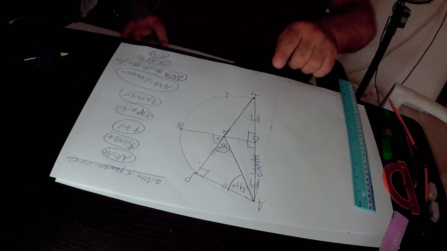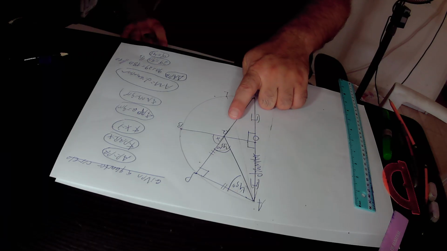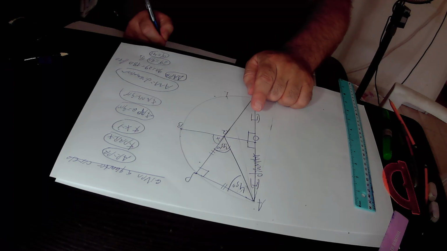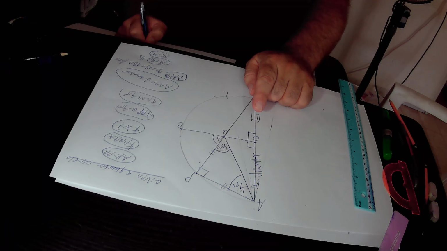And finally, side OQ is a common side that belongs to both triangles. So you can write down that OQ equals to itself as a common side that belongs to both triangles. OQ equals to OQ as a common side that belongs to both triangles.